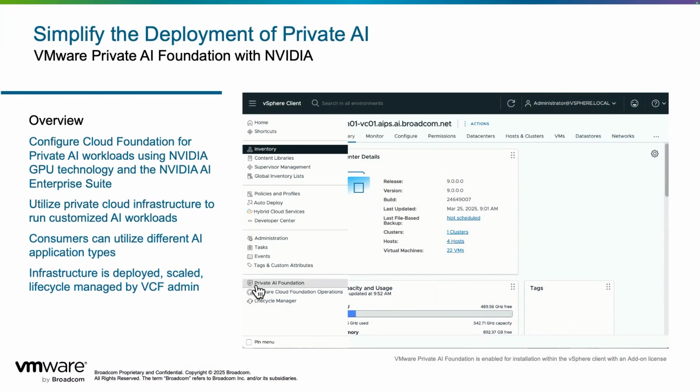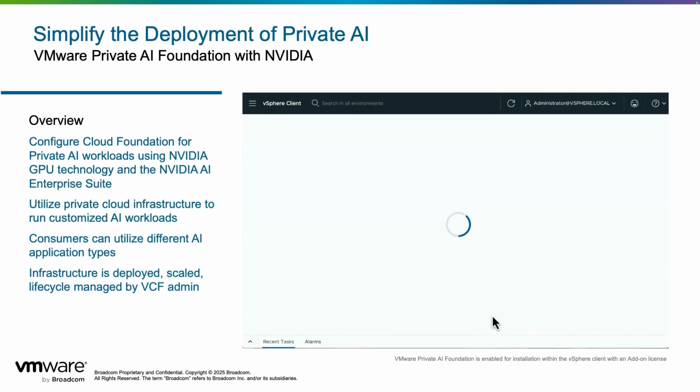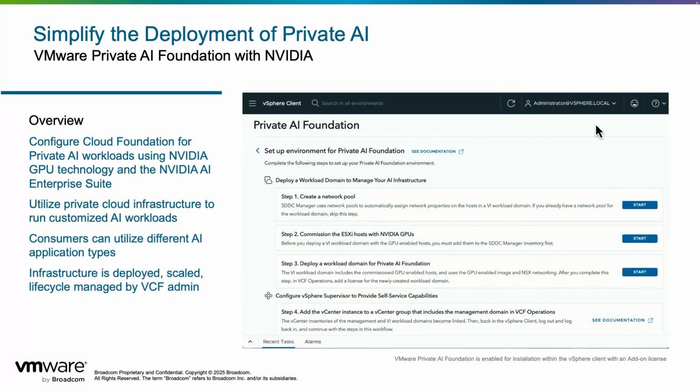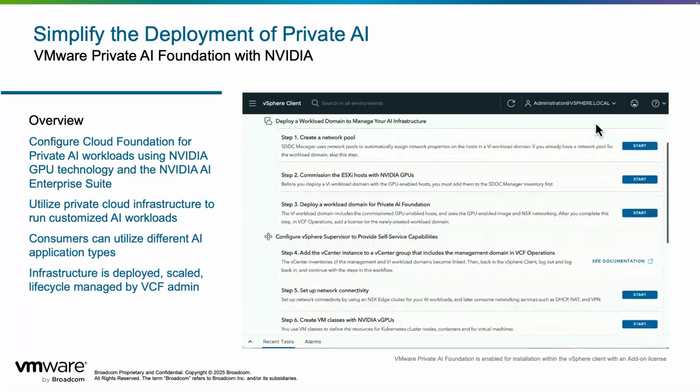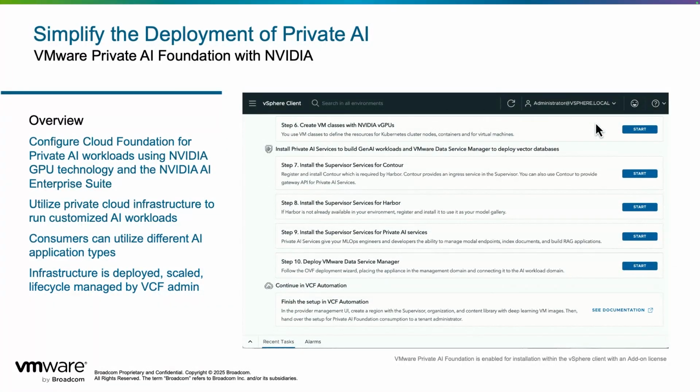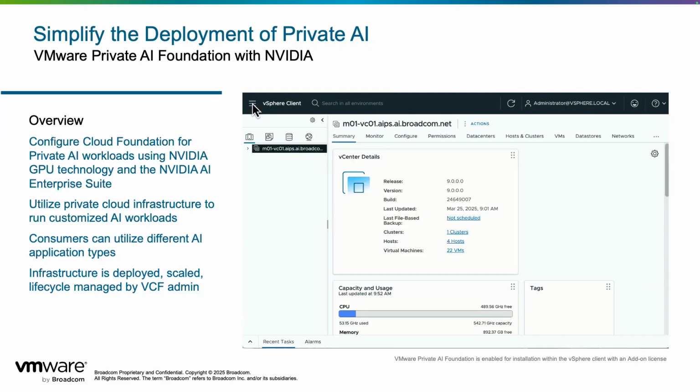A VMware Private AI Foundation add-on license is required. Private AI infrastructure can be deployed in cloud-connected or cloud-disconnected mode. Orchestrated workflows guide the VCF admin through the deployment steps to configure private AI infrastructure.